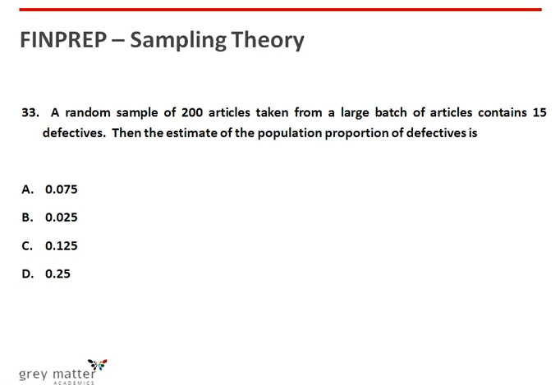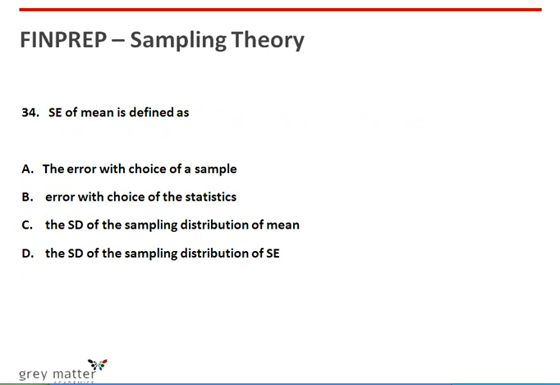Going to our PowerPoint presentation, it is option A, which is 0.075, which is the estimate of the population proportion of defectives. 34th question, the standard error of mean is defined as the standard deviation of the sampling distribution of mean. This is as per the definition of standard error. So we go to the option, it is the C option. So the standard error of mean is defined as the standard deviation of the sampling distribution of mean. C option.